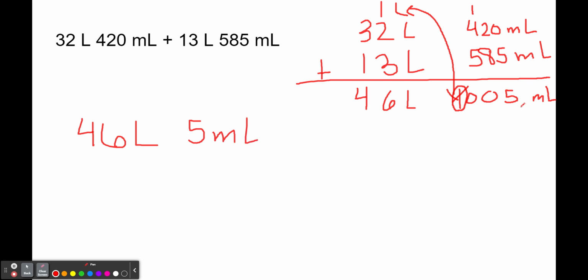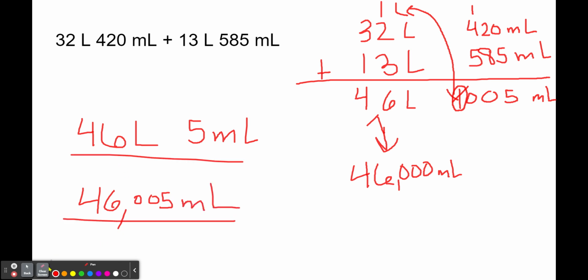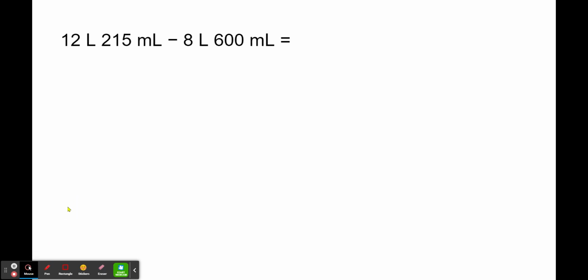Or if I wanted to keep them in milliliters, I can change my 46 liters to 46,000 milliliters. So I add that to the 5 liters that I have. So it could be 46,005 milliliters. Either one of those answers is correct. All right, now let's go ahead and try subtracting.